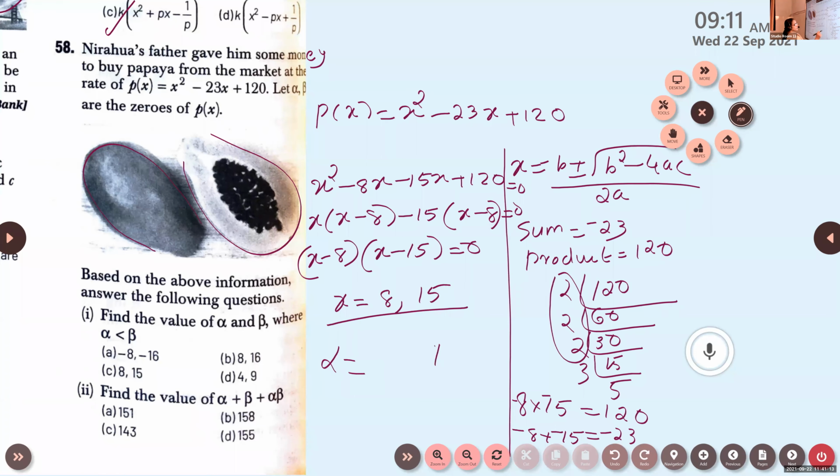Alpha is less than beta, so what is the value of alpha? Alpha is 8, beta is 15. So option C. If you use the quadratic formula, minus b plus or minus root of b square minus 4ac by 2a, you will get the same answer, 8 and 15. Whichever is comfortable, you can use. If you are not getting the sum and product by factorization, go to the quadratic formula, you will get the same.